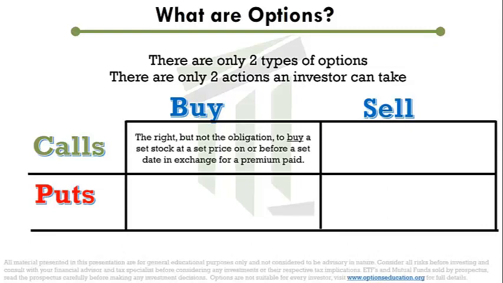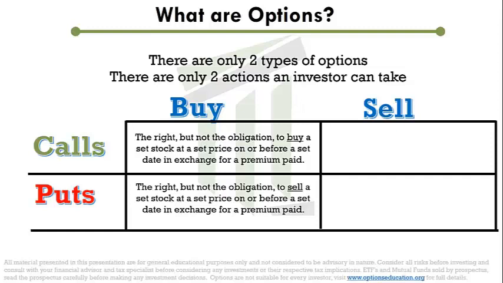The buyer of a call option has the right, but not the obligation, to buy a set stock at a set price on or before a set date in exchange for a premium paid. We're going to break down that definition a little deeper later on, but notice that a call option gives somebody a right when they buy it. It's also in exchange for a premium paid, meaning money is coming out of the investor's pocket in order to finance the purchase of the call option.